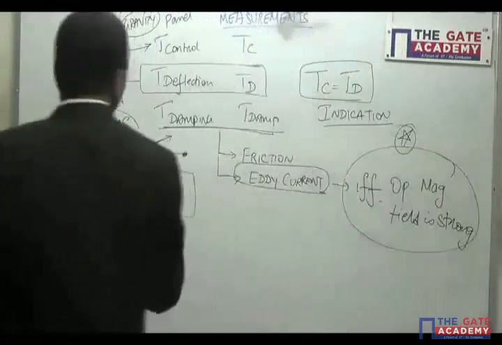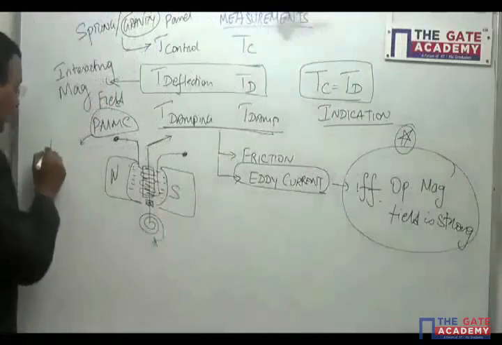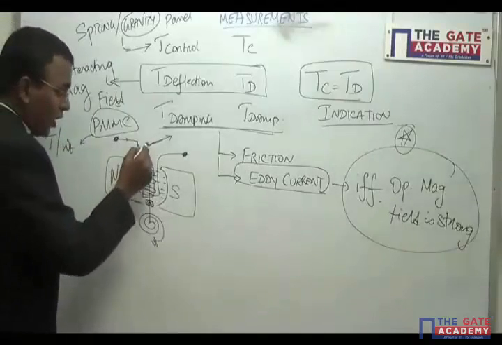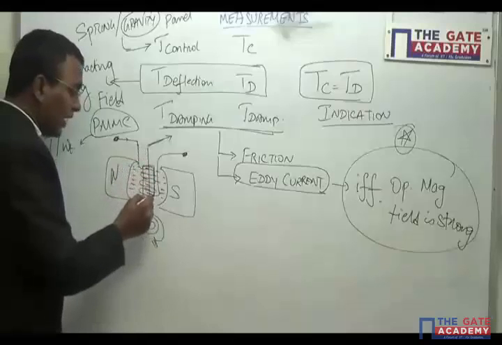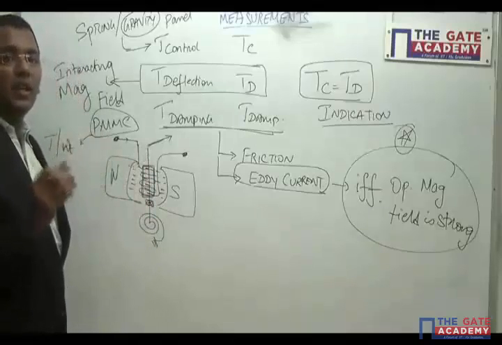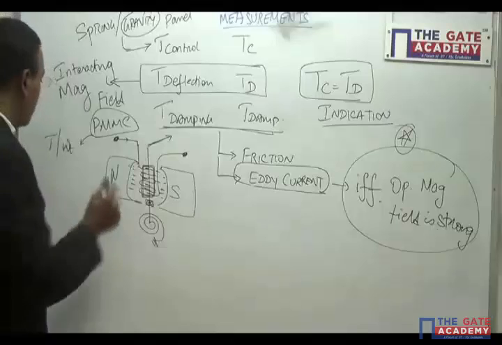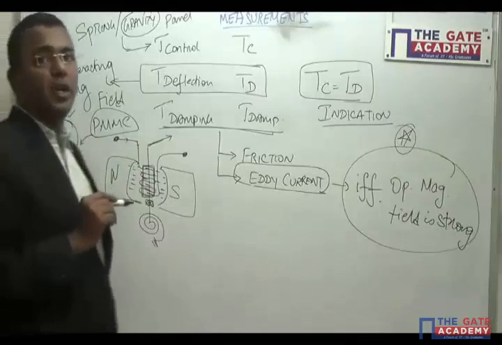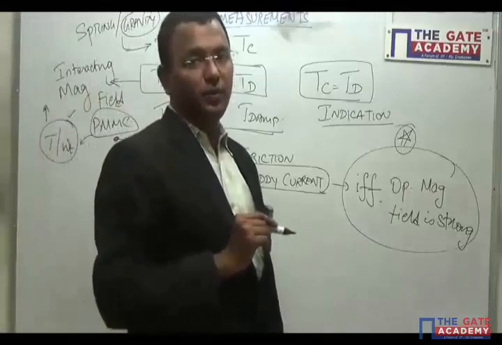So your operating magnetic field is strong means you will get very good torque to weight ratio. That is, for the required torque, what should be the weight of the coil? It can be very less. That means your torque to weight ratio will be very high. This is a very, very important property we always desire.